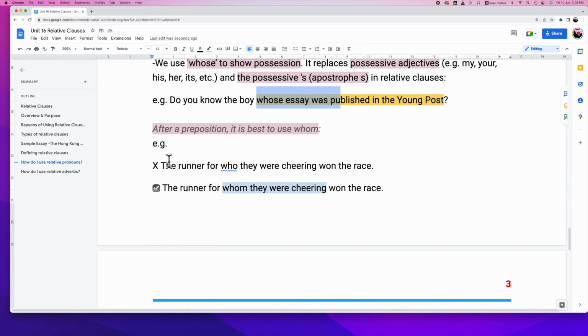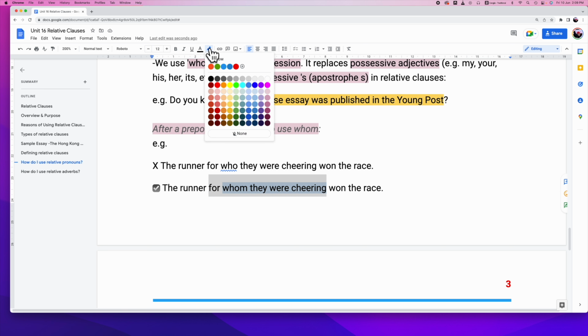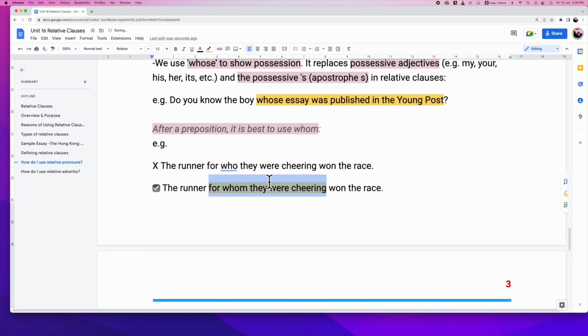Also, after prepositions, it's better to use the word whom. Let's take a look. The runner, for whom they were cheering, won the race. Now, bear in mind, this is actually a prepositional phrase, functioning like an adjective, telling you more about the runner. This whole part is an adjective prepositional phrase. However, inside it, whom they were cheering is just part of the prepositional phrase, but it is a noun clause.